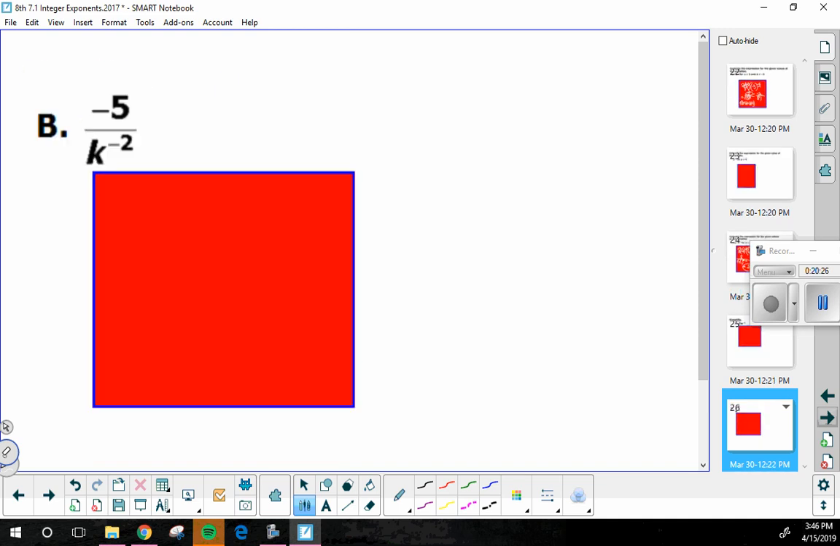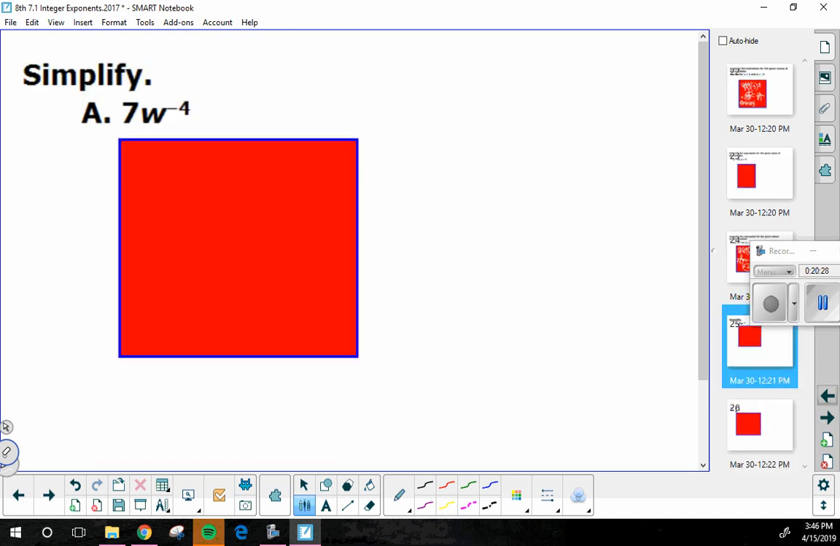Let's try this problem. 7w to the negative 4th. Listen to me. Your numbers are going to either move, stay, or go away. The go-aways are with the zeros. The moves have a negative exponent. The stays have a positive exponent.